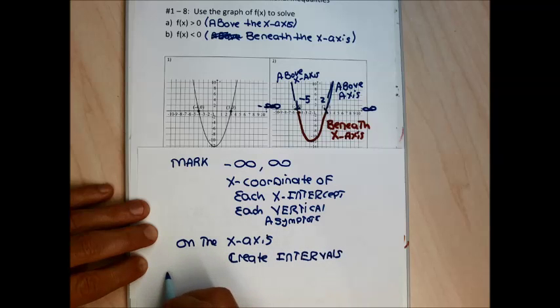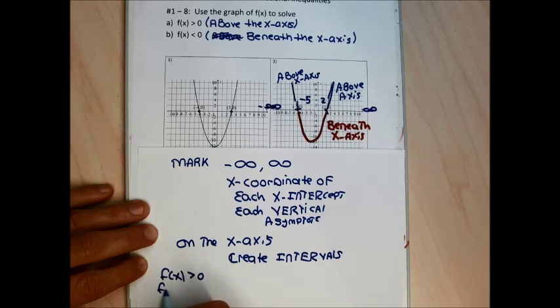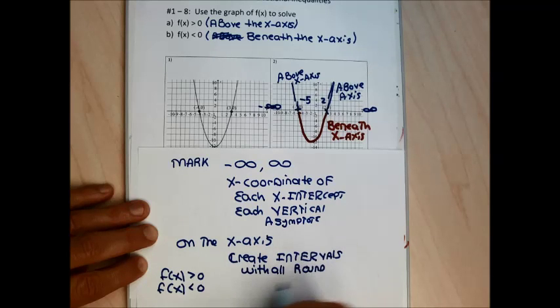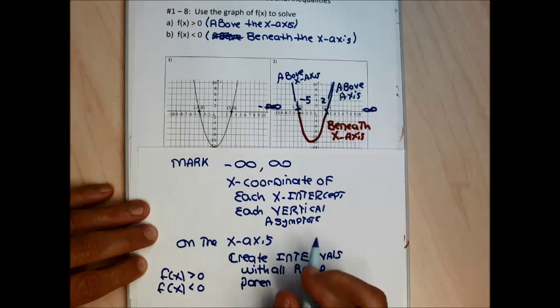And in this case, because I'm only trying to find out where f of x is specifically greater than or less than 0 without any or equal to's, I'm going to create intervals with all round parentheses as opposed to square brackets. In the next group of problems, we're going to be worried about inequalities that have or equals to, and that will start picking up some square brackets.